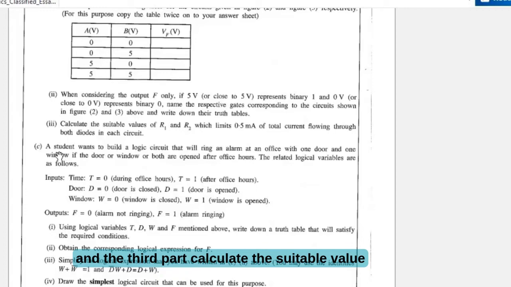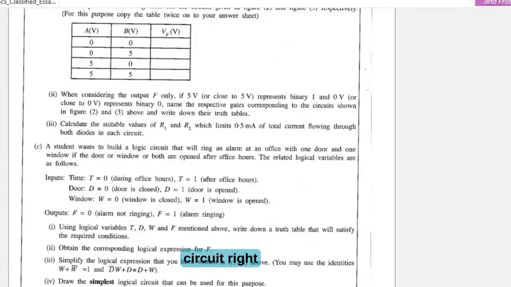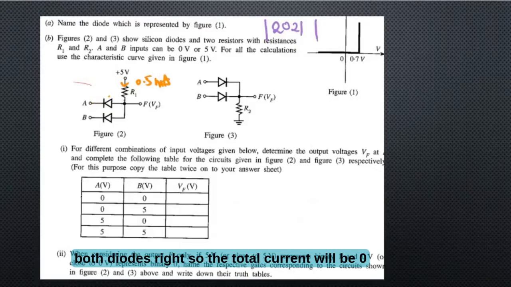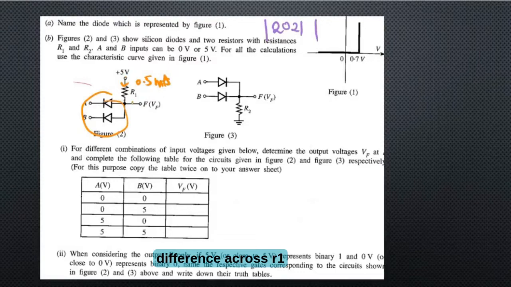And the third part: calculate the suitable value of R1 and R2 which limits 0.5 milliampere of total current flowing through both diodes in each circuit. In the last part of B, they are telling us the current will be limited to 0.5 milliamperes through both diodes, so the total current will be 0.5 milliamperes. The maximum potential difference across R1 will be, here if it's 0.7 volt, 4.3, right?